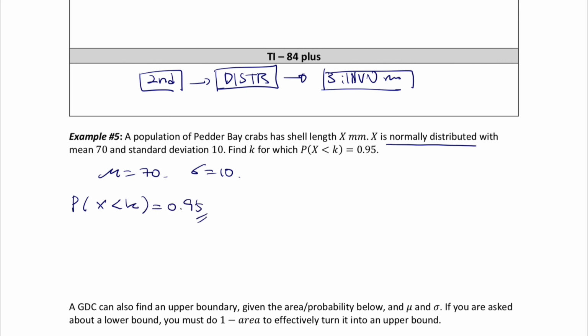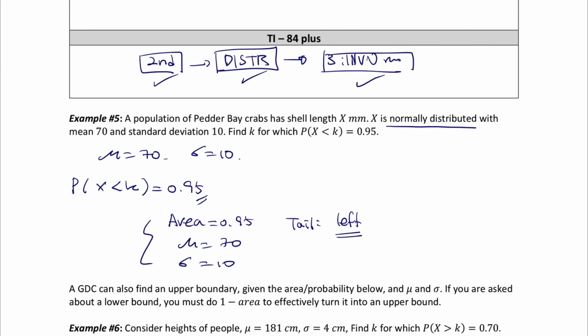Okay. So in order to do this, you're going to click on second distribution and 3 inverse norm, and you're going to plug in the values: area equals 0.95, mean equals 70, standard deviation 10. And when you do this with the tail setting as left, you will get a K value of approximately 86.45.